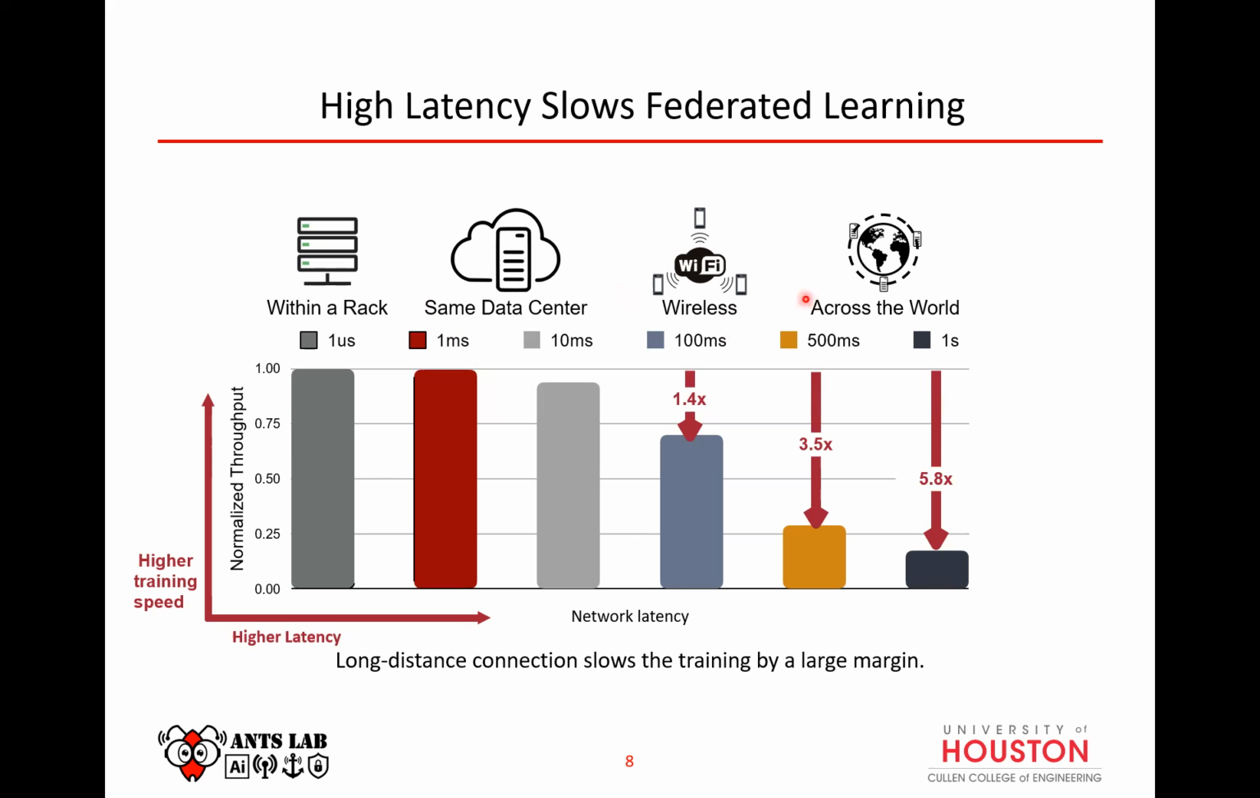And if you have very geographically distributed locations of your devices, then across the world, it can go from 500 milliseconds up to 1 second. This 1 second seems small, but when you look at the normalized throughput of the network overall, it will be about 5.8 times slower compared to your distributed training within the rack. So we can see that long distance connection slows down the training by a really big margin.